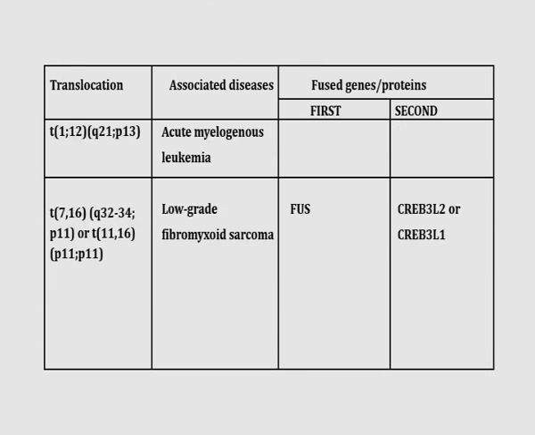And in the next case, it is t(1;12) with q21 and p13. The associated disease is acute myelogenous leukemia and the genes are not given here.